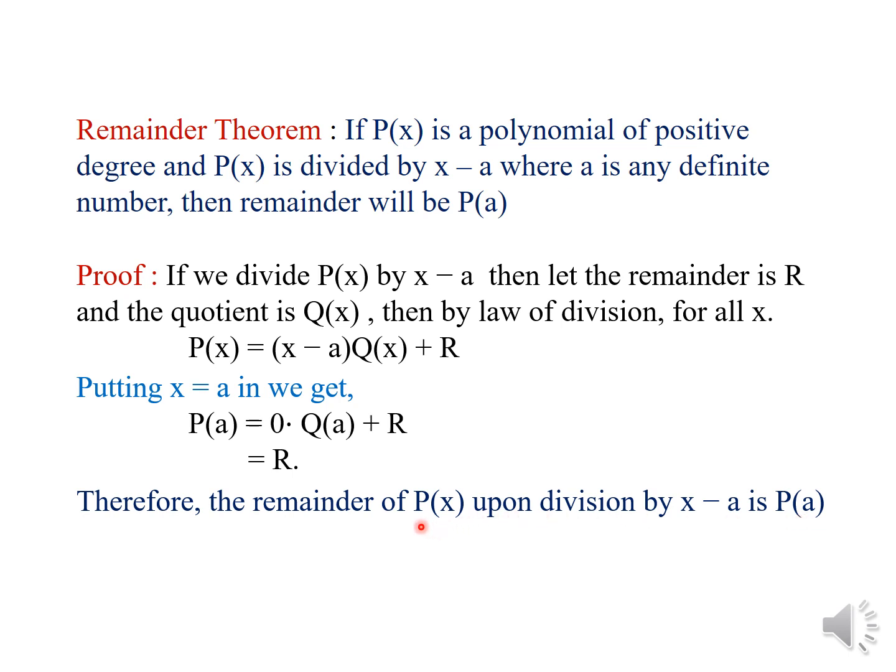Again, a certain example, if p of x is divided by x plus 2, then remainder will be p of minus 2. If we divide this by x minus 1, so if we consider x minus 1 is equal to 0, then x equal to 1, and then remainder will be p of 1, like this. So this is a very important remainder theorem. Now we go for the next slide.